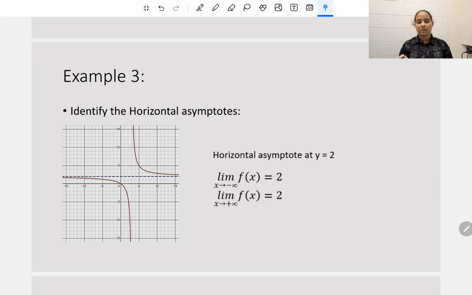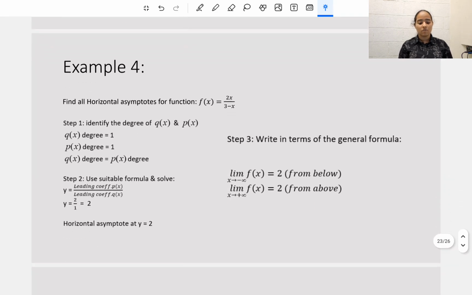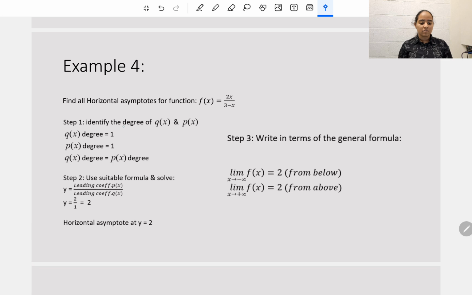Now, let's look at the next example. Find all horizontal asymptotes for the function f of x equals 2x squared over 3 minus x. For this, first we need to compare the degree of p of x and the degree of q of x. The degree of p of x is 1 and the degree of q of x is also 1. Therefore, the degree of p of x and the degree of q of x are the same.